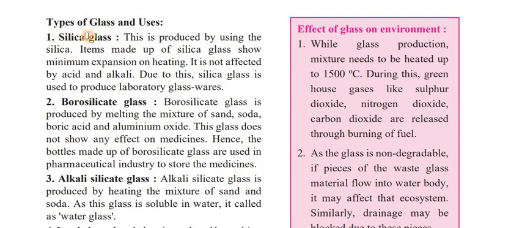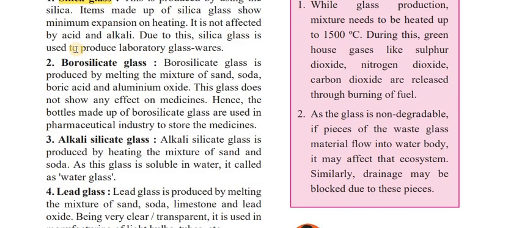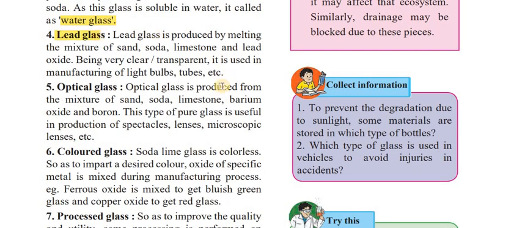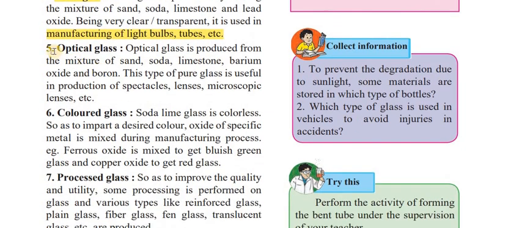What are the types of glass? First one, silica glass. It is used to produce laboratory glassware. Borosilicate glass. It is used in pharmaceutical industries and to store medicine. Alkali silicate glass. It is also known as water glass. Lead glass. It is used in the manufacture of light bulbs, tubes, etc. Optical glass. It is used to make spectacle lenses, etc.